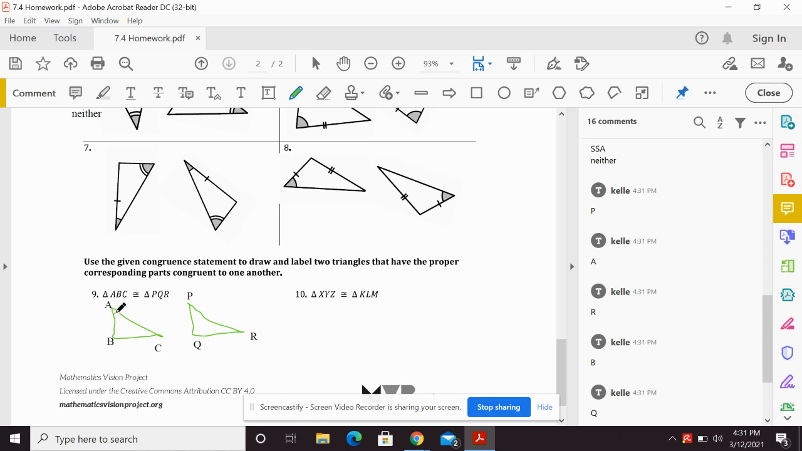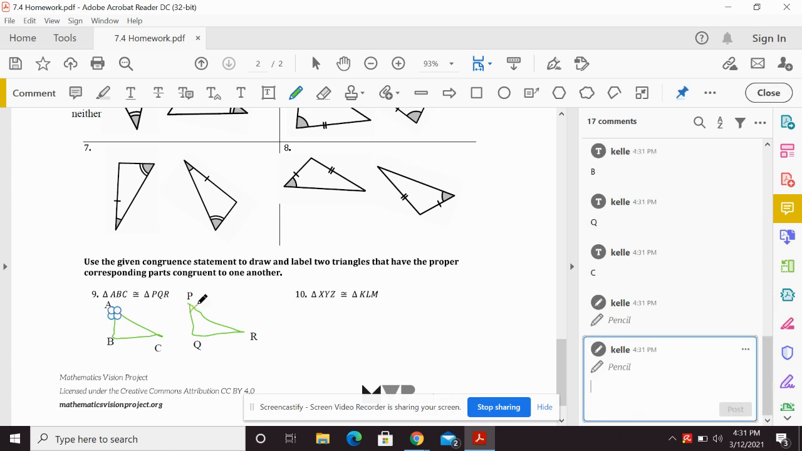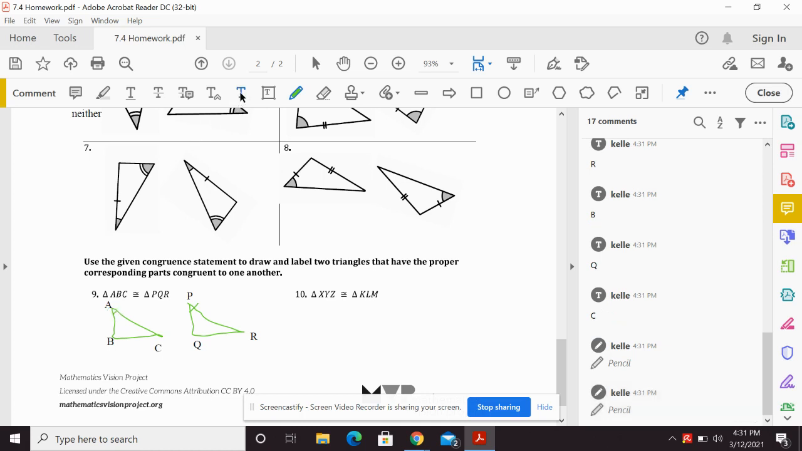So angle A is congruent to angle P. Angle B is congruent to angle Q, so you would draw in your congruency marks. You do it for the angles and for the sides. For instance, side AB is congruent to side PQ. So you're drawing in all of the congruency marks on your triangles, and then you're going to do the same thing for number 10.